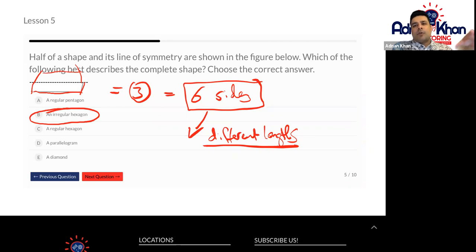So in this case, if you were to complete the symmetry like a mirror image on the other side, you'll also have 3 more sides, and that makes up to 6 sides, and that's a regular hexagon. So B will be our correct answer.